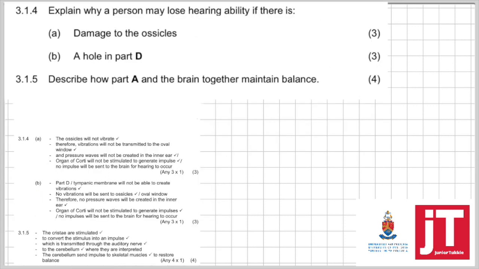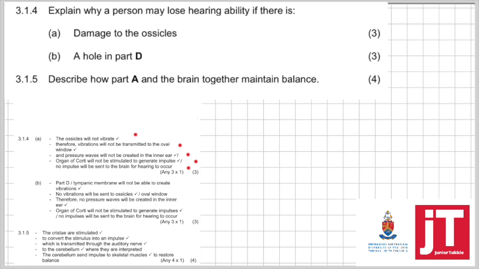Right. 3.1.4. Explain why a person may lose hearing ability if there's a damage to the ossicles, for 3 marks. The ossicles will not vibrate. Vibrations will not be transmitted to the oval window. Pressure waves will not be created in the inner ear. Organ of Corti will not be stimulated to generate an impulse. No impulse will be sent to the brain for hearing to occur.